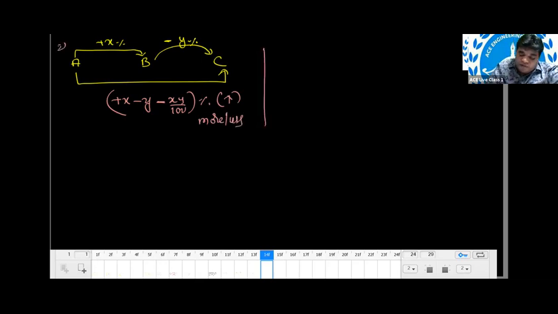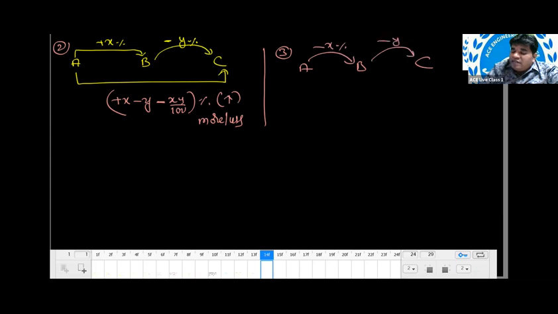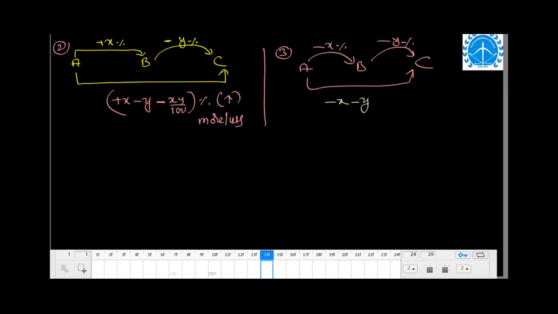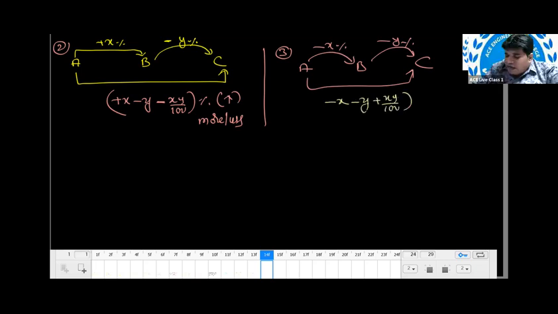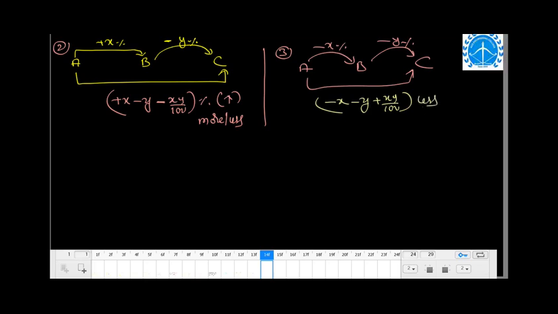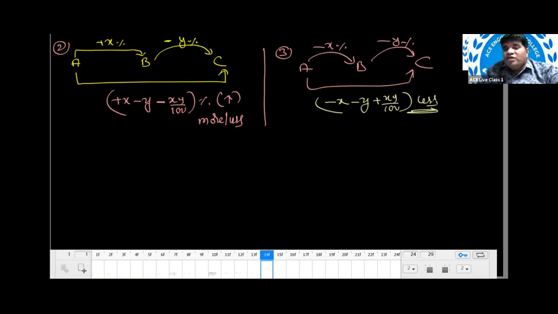That is the second point. Third point: A, B, and C. A to B, X percentage less. B to C, Y percentage less. Then A to C, A is how much percentage less? Then the answer is minus X, minus Y, plus XY by 100. More or less? It is compulsorily less, because A is less and B is also less. Obviously A is less than C.